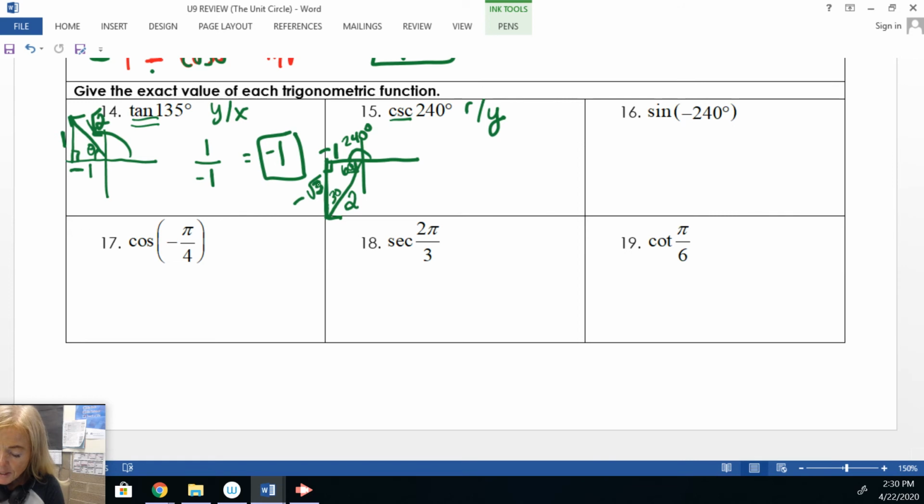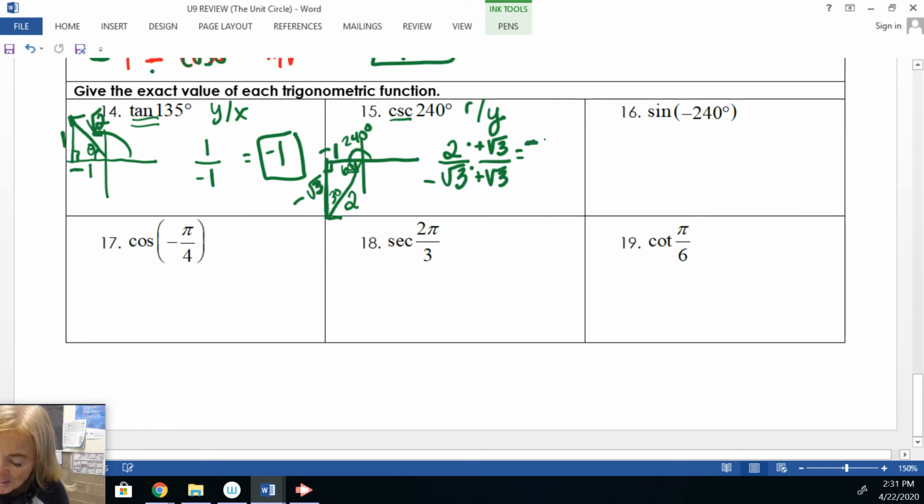So cosecant is r over y. So r is 2. Y is negative radical 3. And then this one needs to be rationalized. So you're going to multiply by negative radical 3. And that makes negative, oh, sorry, you don't have to multiply by negative. Just multiply by radical 3. So your answer is negative 2 radical 3 over 3.